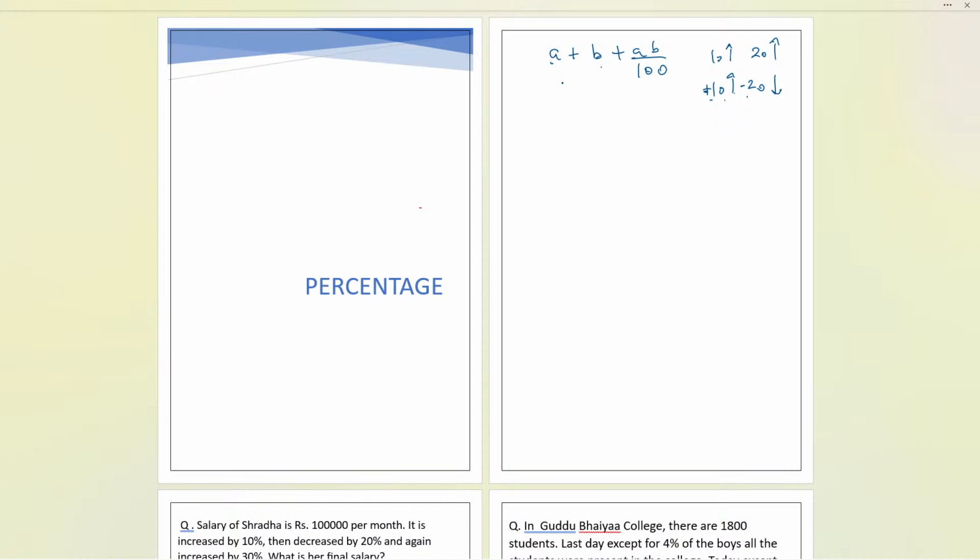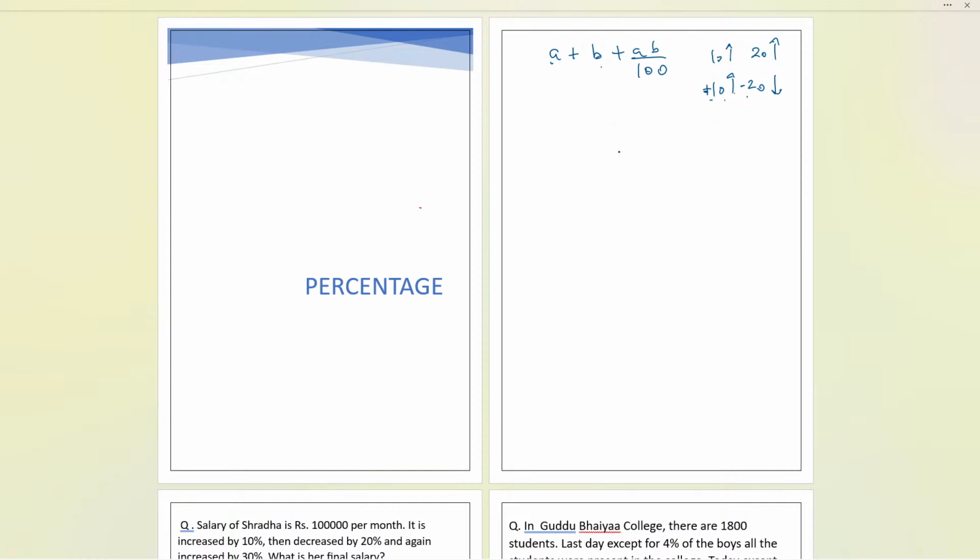So if they're saying increase of 10%, decrease of 20%, we can apply this formula accordingly to calculate the overall percentage we are getting, whether increase or decrease. I hope everybody is clear with this part. Now let us move ahead and see the next part.